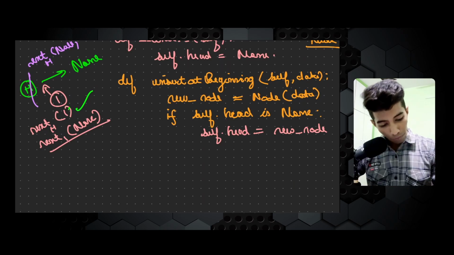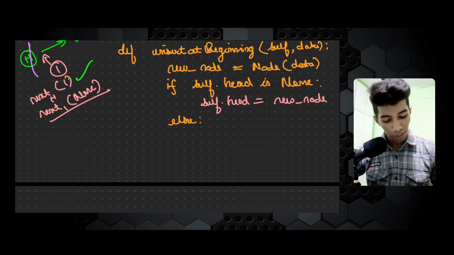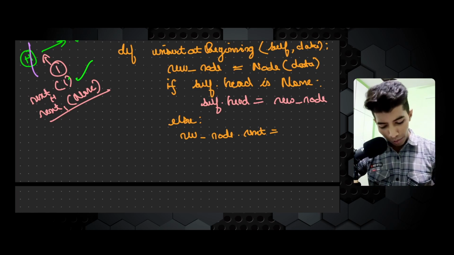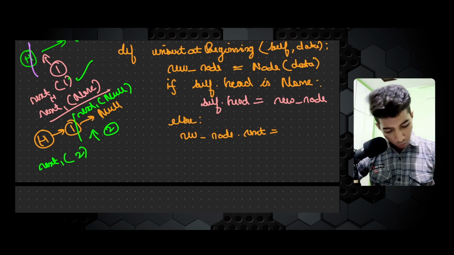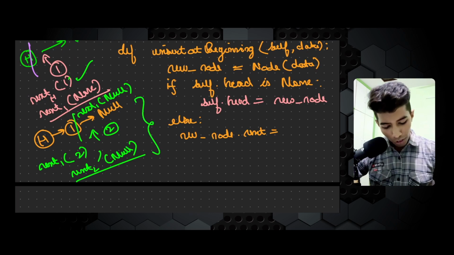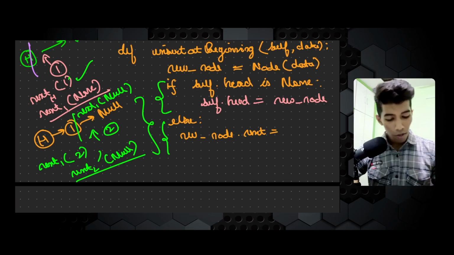Now I have to do the second step. In the else case, if this is not none, then what do I have to do? Suppose this is created, and if I want to enter 2 over here, then the next of 1 is right now pointing towards the null, right? So I have to change the next of 1 to point towards 2, and next of 2 should point towards the null. So when I do it, it will get switched. This else case is for when we are not dealing with the head. If we are dealing with the head, then the first statement will be useful, but when we are not dealing with the head, then this statement will be useful.